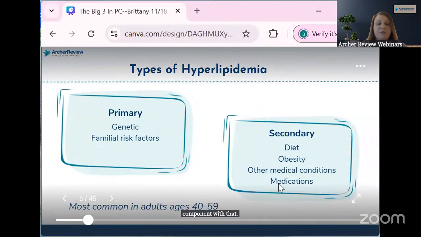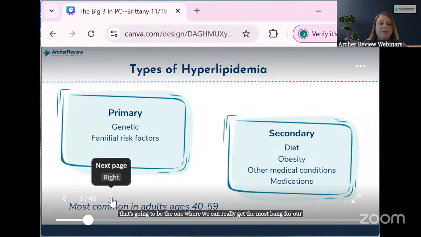Secondary is going to be the one where our modifiable risk factors, such as smoking, diet, exercise, and obesity control, that's going to be the one where we can really get the most bang for our buck.